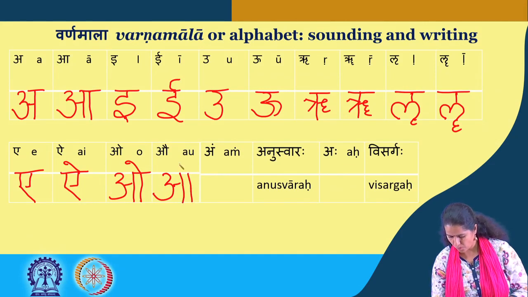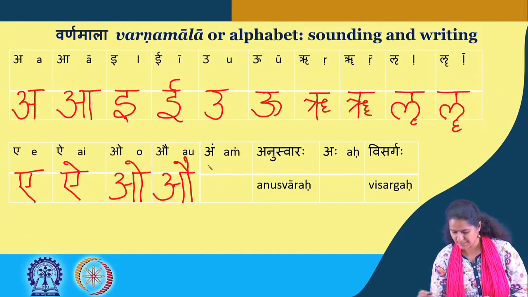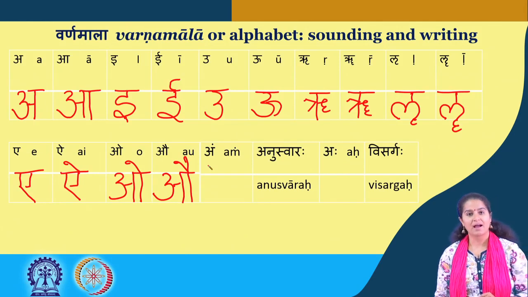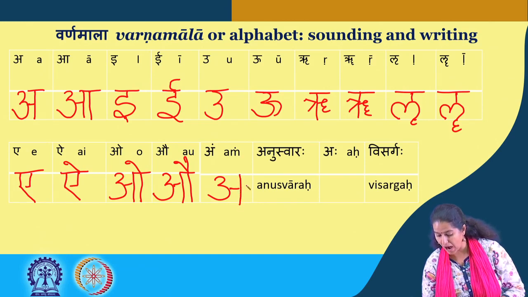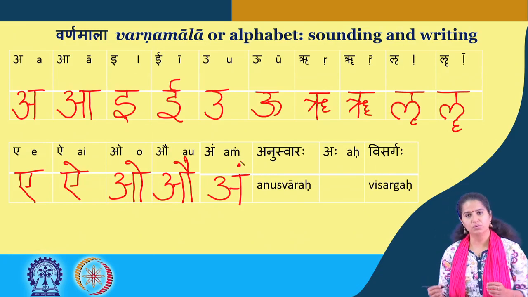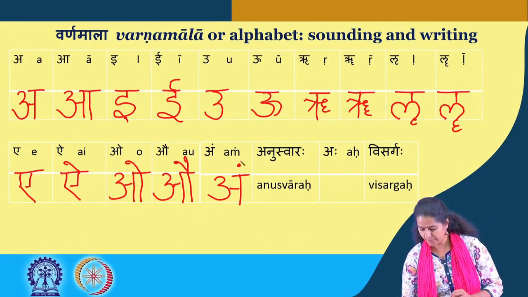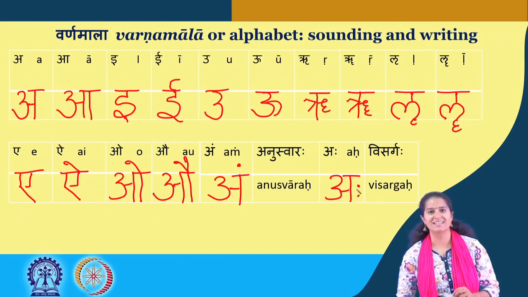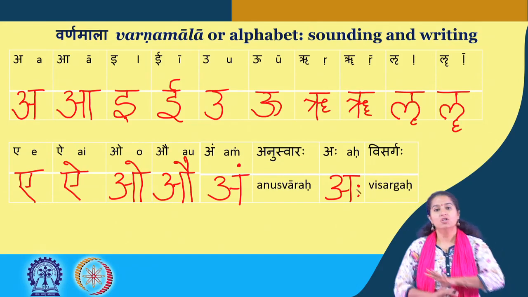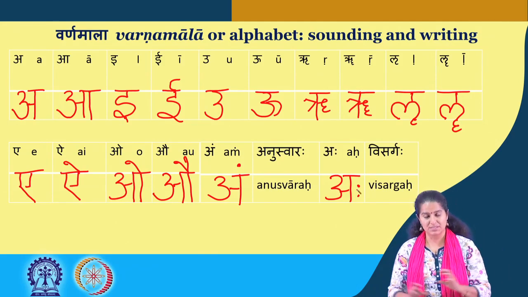Ow has a double antenna on the head, and then the anuswara, as you can see, it's comprised of the letter and the dot, the bindu, to represent the anuswara, and aha, 2 dots on the side. So, and aha. So, here we have the 16 vowels laid out.